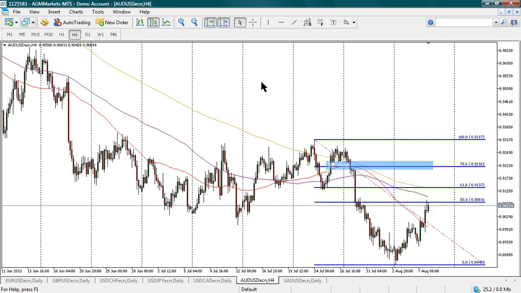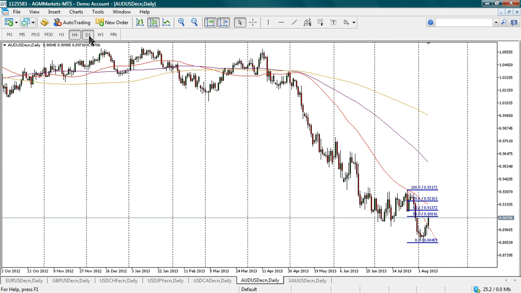See what happens here. Also, keep an eye on the daily close. That'll be interesting. If it closes below, then I wouldn't be surprised to see those sellers come back in. But yeah, it is still very, very bearish, this chart in the longer term picture.